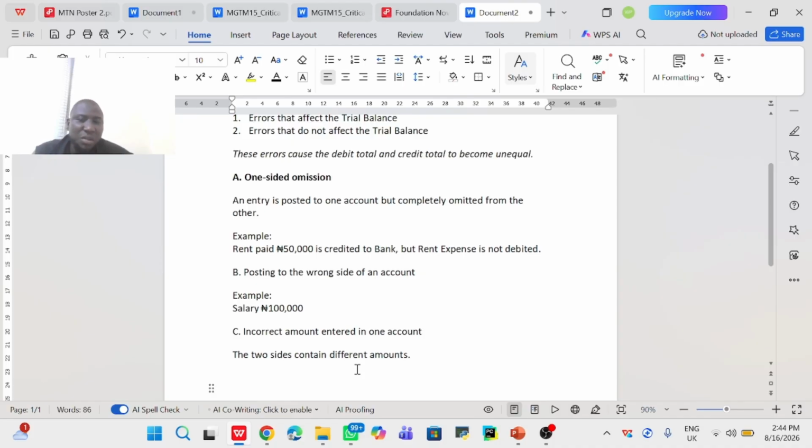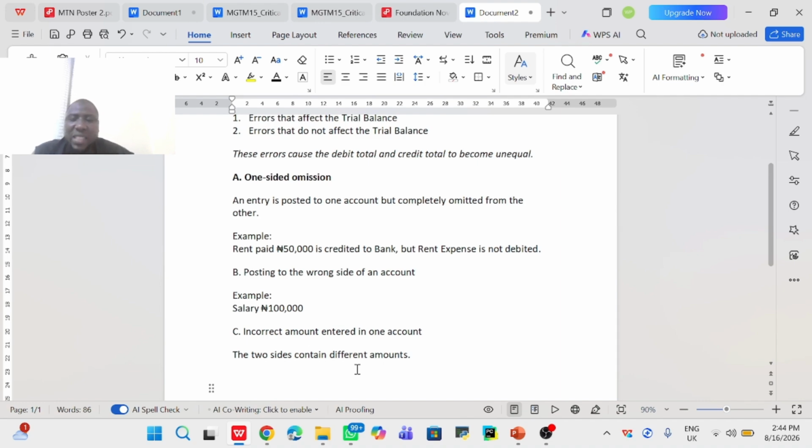In that scenario, your trial balance will not be balanced. Instead of writing 5,000 naira, you wrote 500 naira for the purchase, and you wrote 5,000 naira for the cash. Do you see that? Your trial balance will not be balanced.